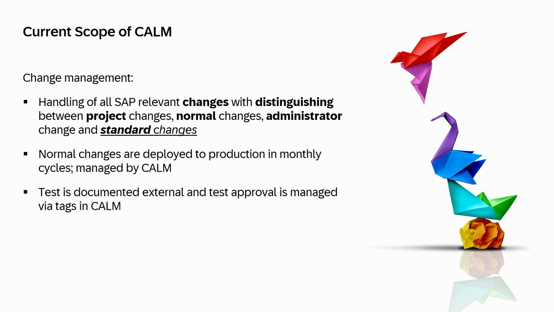We are starting now with Calm, making it new and starting on a greenfield for the change management. We are using, like before, the distinction between project changes, normal changes, administrator changes, and standard changes. We are deploying in waves, which in our case we call cycles. The normal changes are deployed once a month to the production system.